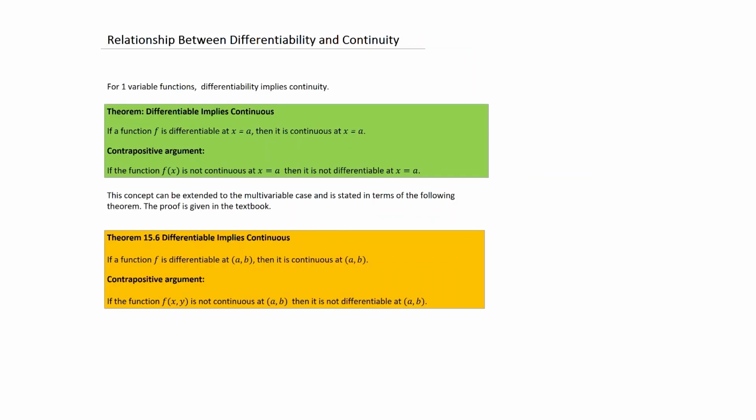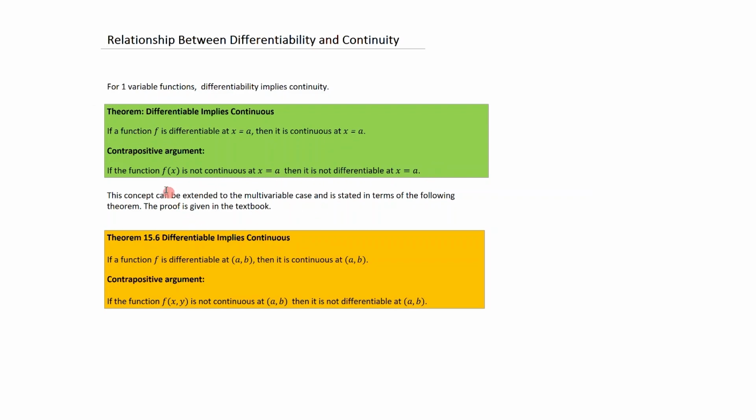All right, so now what about the relationship between differentiability and continuity? For a one variable function, differentiability implies continuity, so let's put the theorems down for that. In the 1D case, if a function f is differentiable at x equals a, then it is continuous at x equals a. The contrapositive, which is taking everything in reverse and negating, is that if the function f of x is not continuous at x equals a, then it is not differentiable at x equals a.